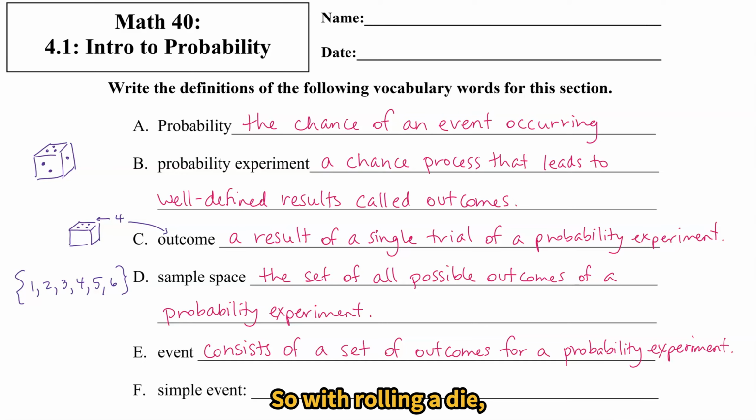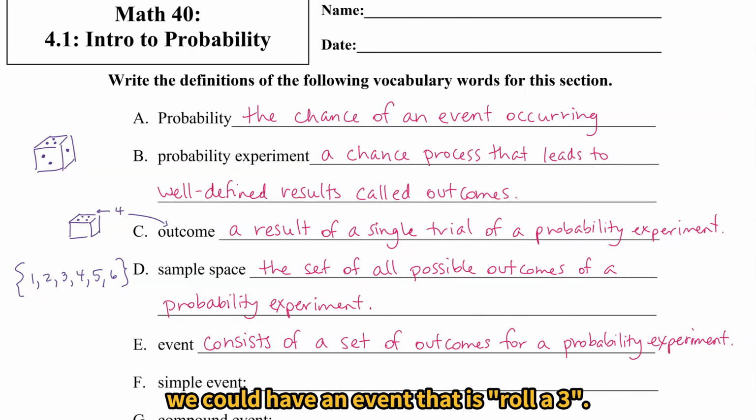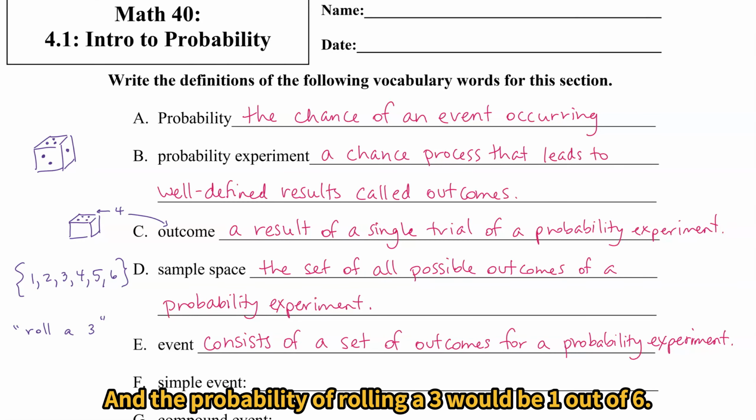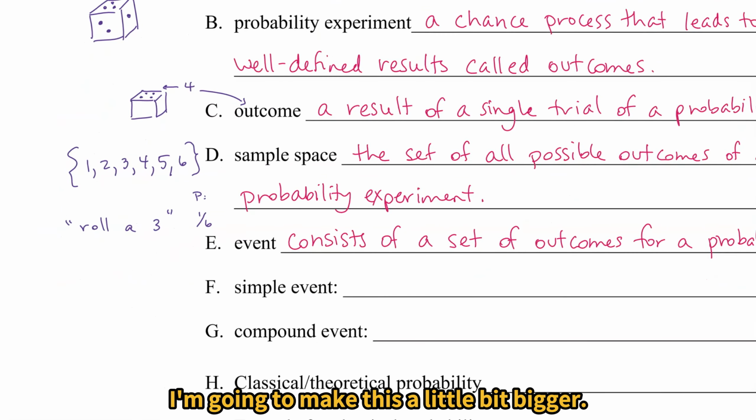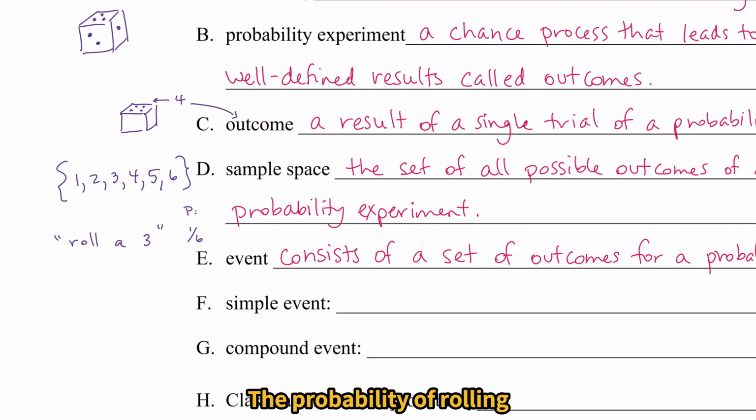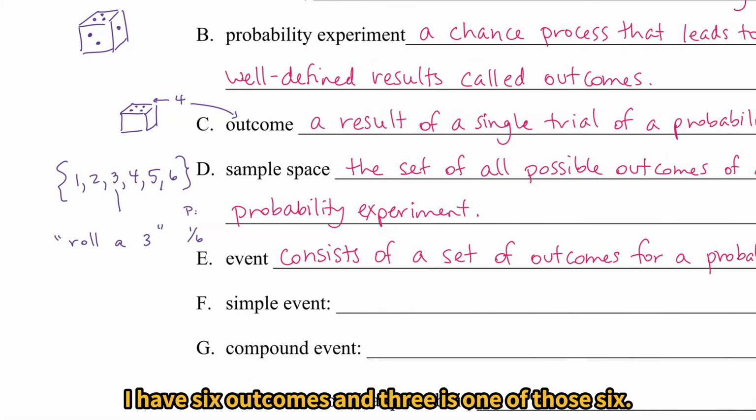So with rolling a die, we could have an event that is roll a 3. And the probability of rolling a 3 would be 1 out of 6. I'm going to make this a little bit bigger. So the probability of rolling a 3 would be 1 out of 6. I have 6 outcomes, and 3 is one of those 6.